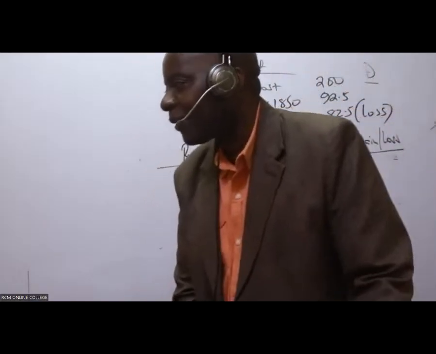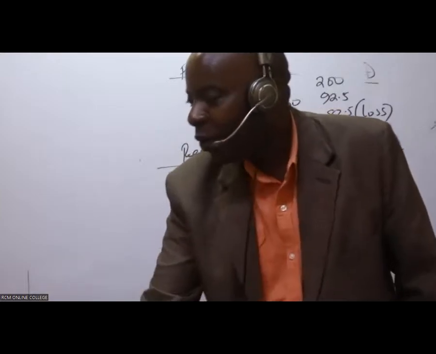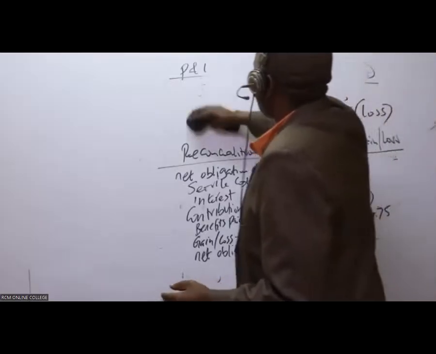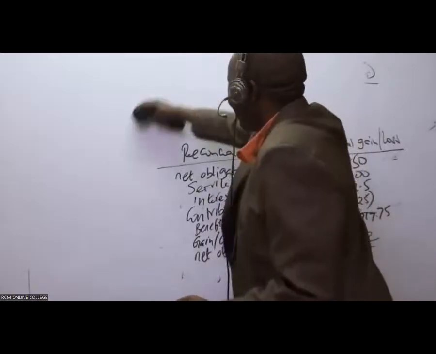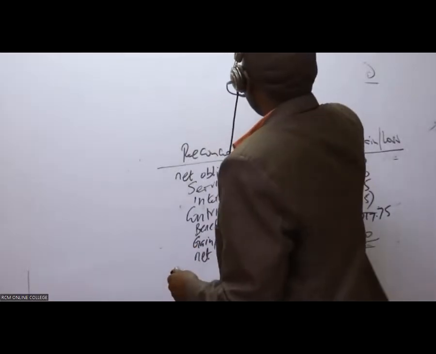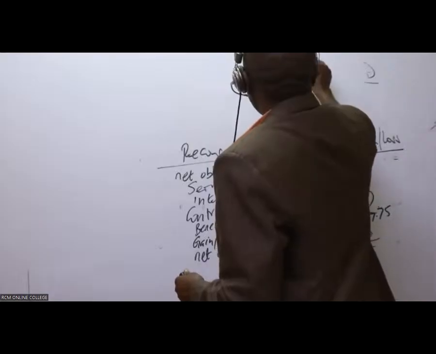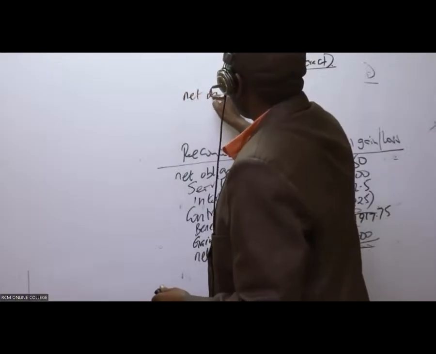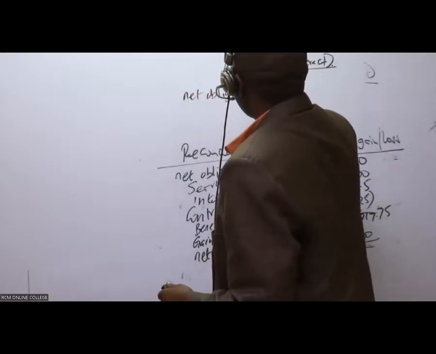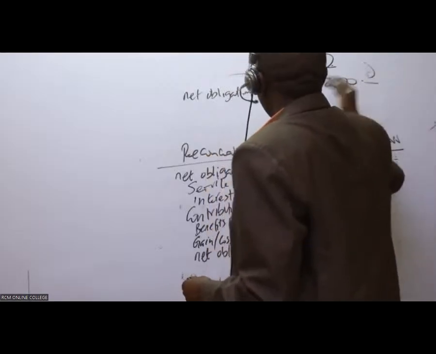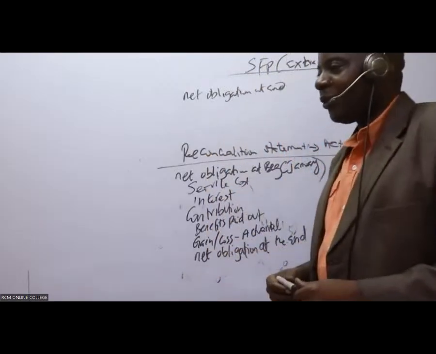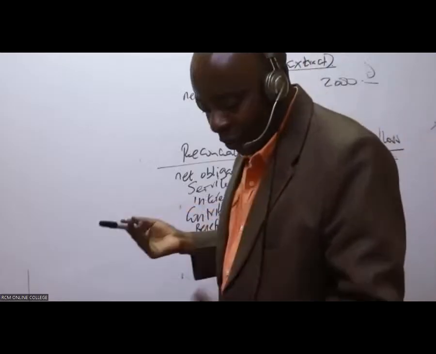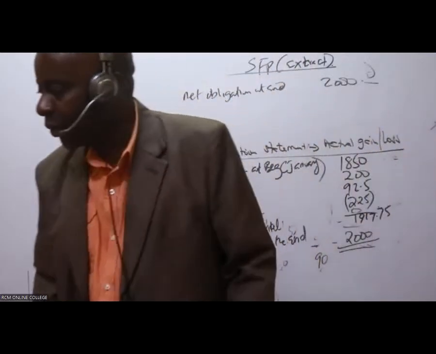Unfortunately, I have this. Okay, why don't we do an SFP? This was an easy one. The statement of financial position extract. So you simply give us the net obligation at the end, which is 2,000. Then you are done, because it is just 1 year. You're done. Thank you very much for asking those great questions.